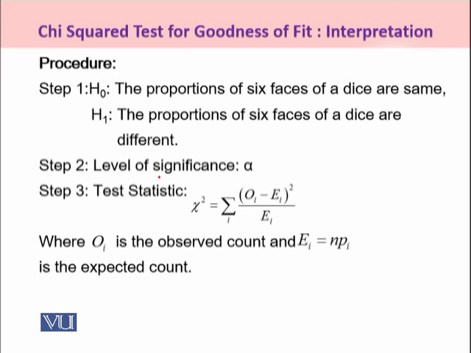hypothesis testing. So the first step is to outline the pair of hypotheses. H0 is stated as the proportion of the 6 faces of a dice are the same, whereas the alternative to that is that they are different. Level of significance is alpha, which is 0.05 in our case. The test statistic is reported, where Oi is the observed frequency and Ei are calculated using the formula N times Pi.